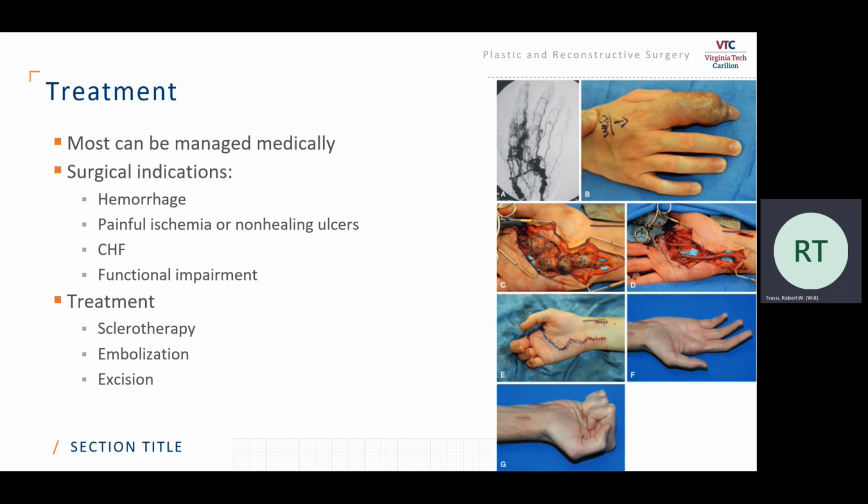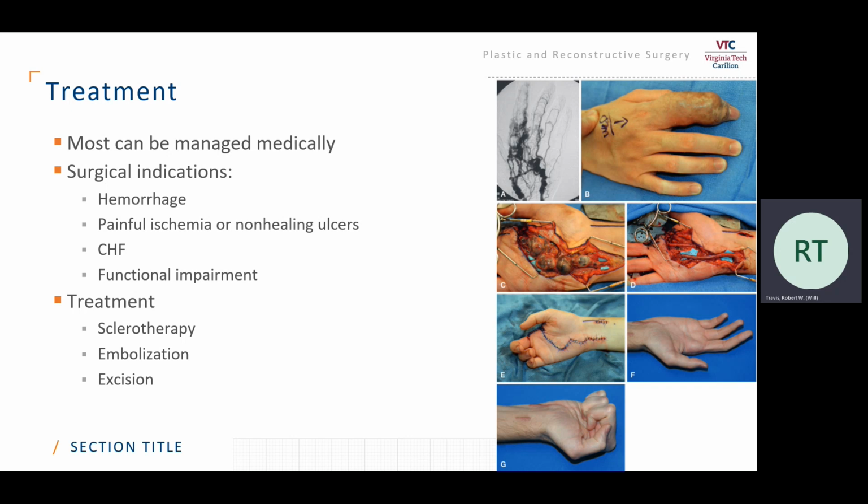Treatment: most of these can be managed medically. Surgical indications include hemorrhage, painful ischemia or non-healing ulcers, or congestive heart failure, which can be worsened by the shunting, as well as functional impairment of the hand. These are best treated with sclerotherapy, embolization, or excision, or a combination of the above.